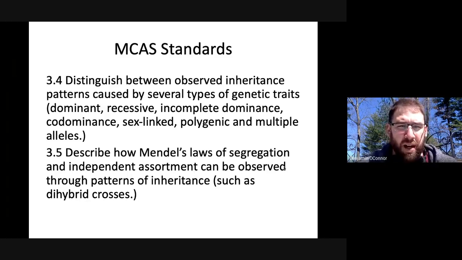3.5 reads, describe how Mendel's law of segregation and independent assortment can be observed through patterns of inheritance, such as dihybrid crosses. We're going to get into that 3.5 material more in the next PowerPoint. We're just going to start with the basics of genetics for this PowerPoint video. Okay, so let's move on.